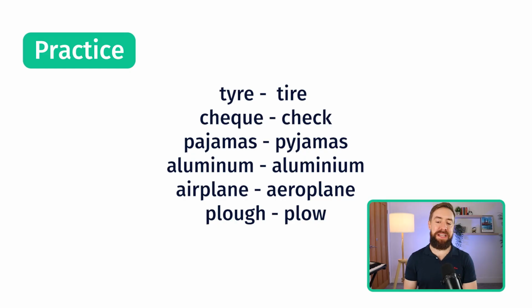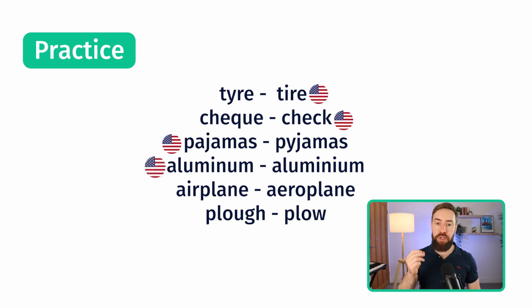Okay, welcome back. So, pretty difficult challenge, I think, but let's look at the American English spelling. So we have tire, check, pajamas, and all of these are pronounced the same, so it's very hard. But the next one is pronounced differently. Aluminum. In British English, that's aluminium. Very different. Aluminum is American. And we have airplane and we have plow. So that's the last of our 8 British and American English spelling differences.